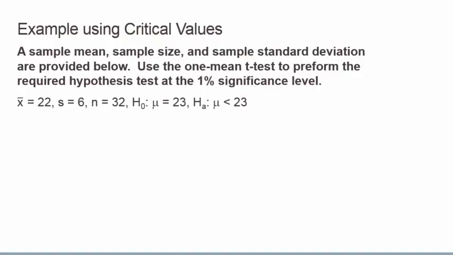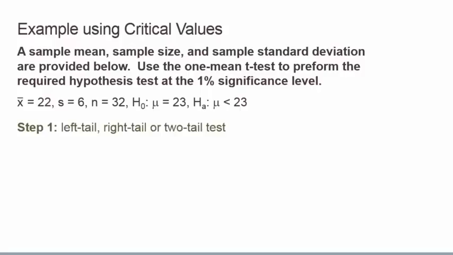Example using critical values. A sample mean, sample size, and sample standard deviation are provided below. Use the one mean t-test to perform the required hypothesis test at the 1% significance level. x bar equals 22, s equals 6, n equals 32, H sub 0: mu equals 23, H sub A: mu less than 23.